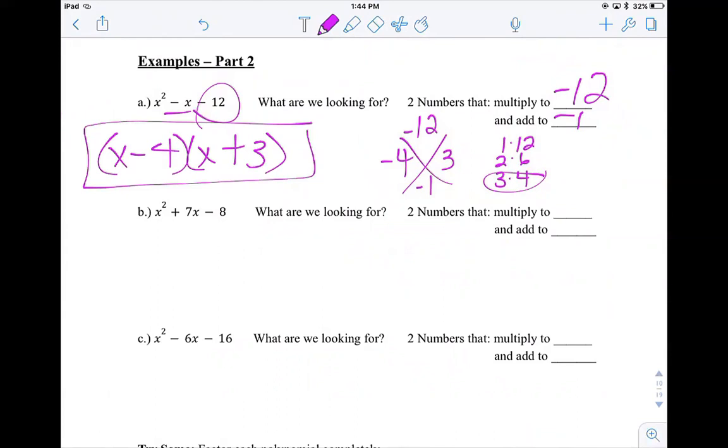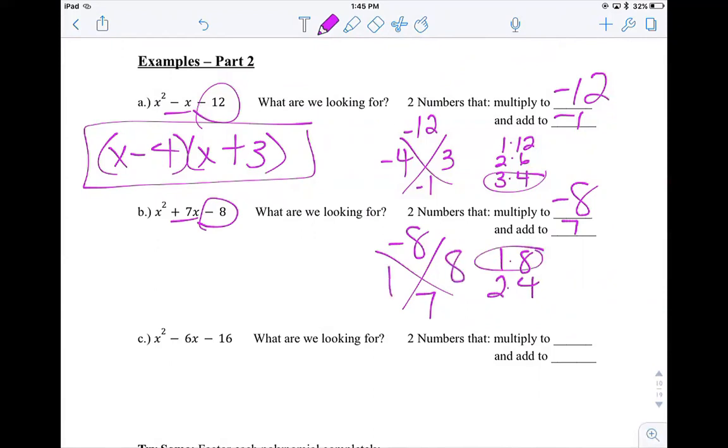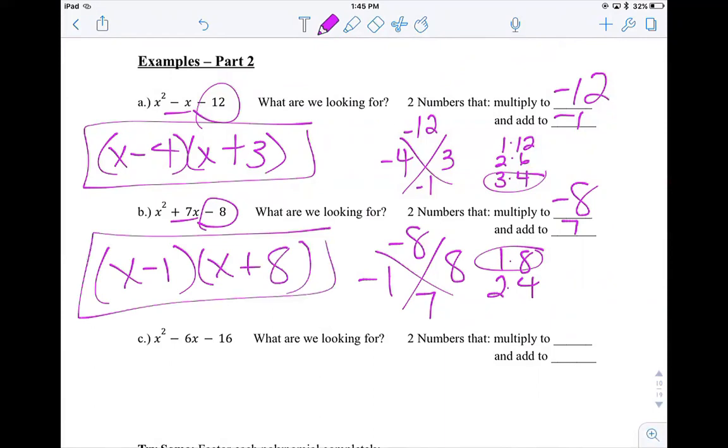Letter B. So again, I'm looking for two numbers that multiply to give me -8, add to give me 7. So I'm setting that up. So I have 1 and 8 and 2 and 4. So 1 and 8 are the only possibilities to get 7. And one of them's got to be a negative. And since it's a +7, I'm going to make my 1 be the negative. So that would make 8 and -1 make -8 when they multiply, but add to give us 7. So I'll do (x - 1) and (x + 8). And again, your parentheses could be flip-flopped.